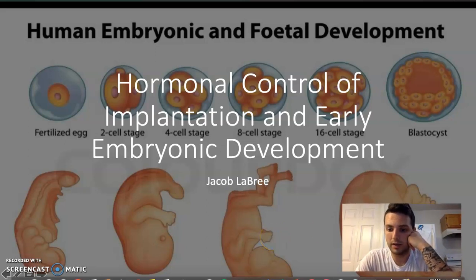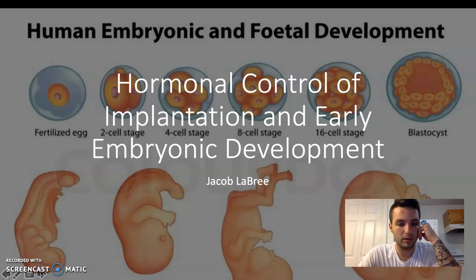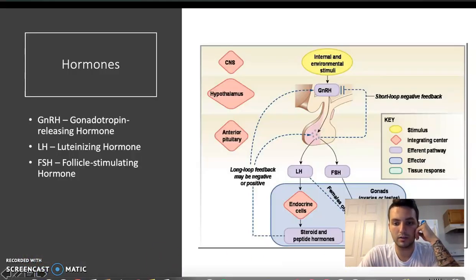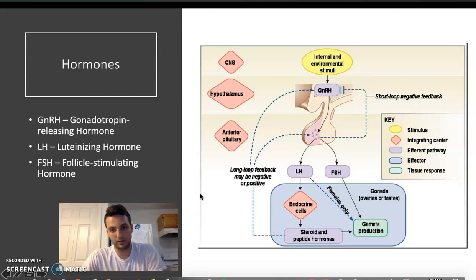All right, so my name is Jacob Labrie, and I am doing my presentation on hormonal control of implantation and early embryonic development. I wanted to start by looking at the major hormones and emphasizing them, because that's the basis of this presentation. This picture was taken right from our human physiology textbook, and it does a really good job of summarizing the major hormones involved.